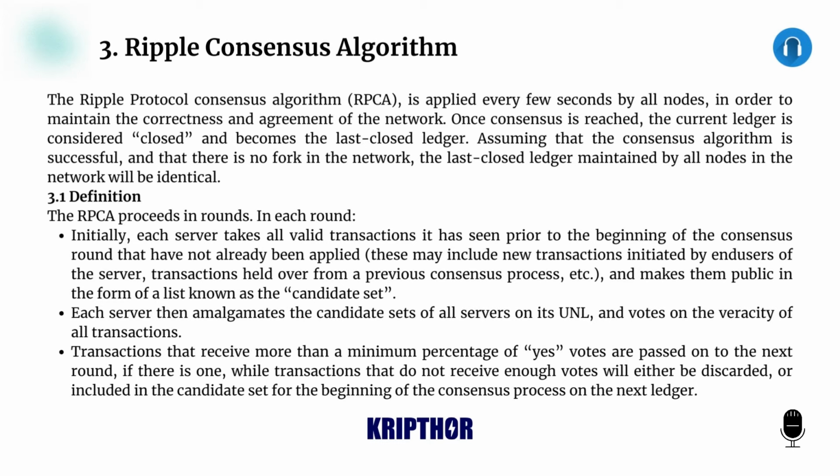3.1 Definition. The RPCA proceeds in rounds. In each round, initially, each server takes all valid transactions it has seen prior to the beginning of the consensus round that have not already been applied. These may include new transactions initiated by end users of the server, transactions held over from a previous consensus process, etc., and makes them public in the form of a list known as the candidate set. Each server then amalgamates the candidate sets of all servers on its UNL and votes on the veracity of all transactions. Transactions that receive more than a minimum percentage of yes votes are passed on to the next round, if there is one, while transactions that do not receive enough votes will either be discarded or included in the candidate set for the beginning of the consensus process on the next ledger.